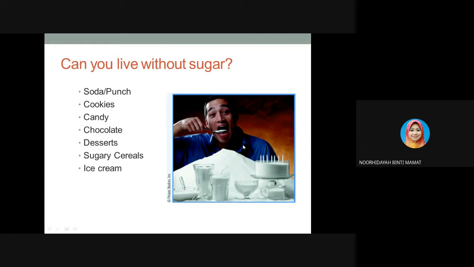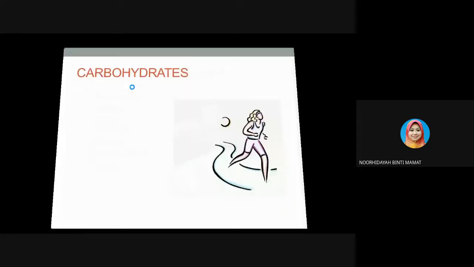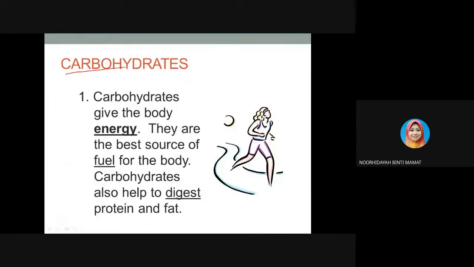Okay, can you live without sugar? In our life, we are surrounded with food containing sugar, such as in our soda and punch. In our cookies, candy, chocolate, and dessert, all of those foods have sugar, and also the sugary cereals and ice cream. So it is slightly difficult to live without sugar, and sugar is also important to our life, right? So today's topic is carbohydrates.